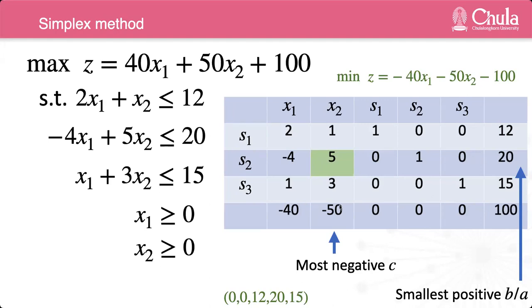Okay, and at the last line, you add the coefficients of the objective function in the minimization form. It is -40 and -50. Okay. And the right-hand side becomes 100. Because from here, if we set these to be 0, then to make it equal 0, this one must be 100, right?